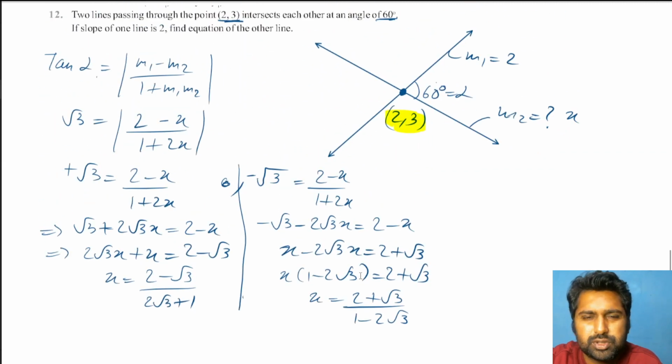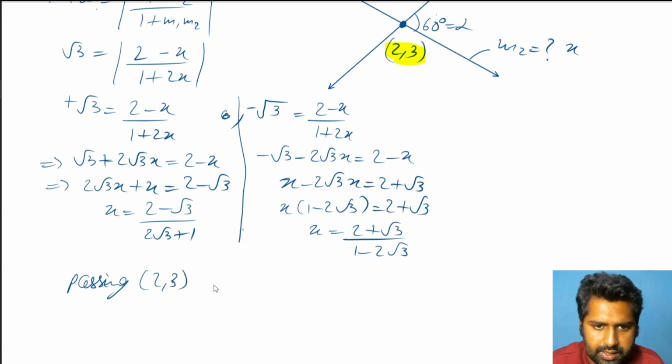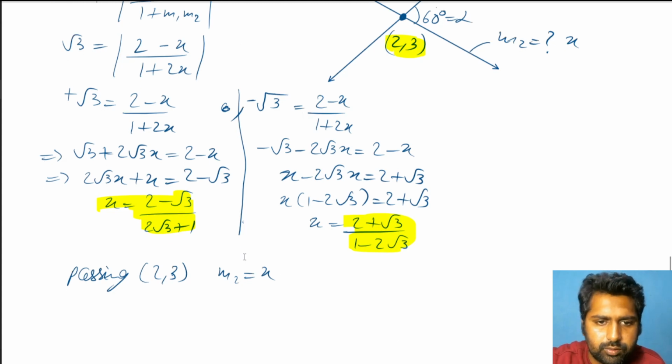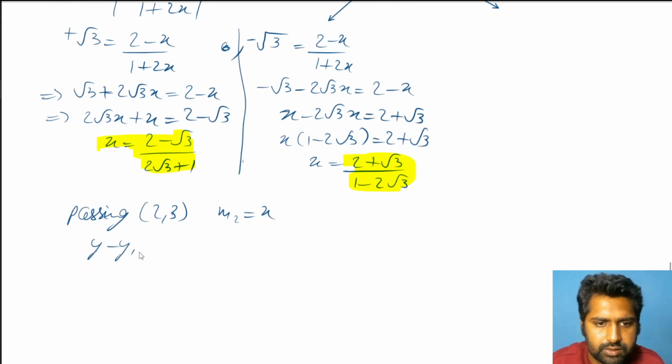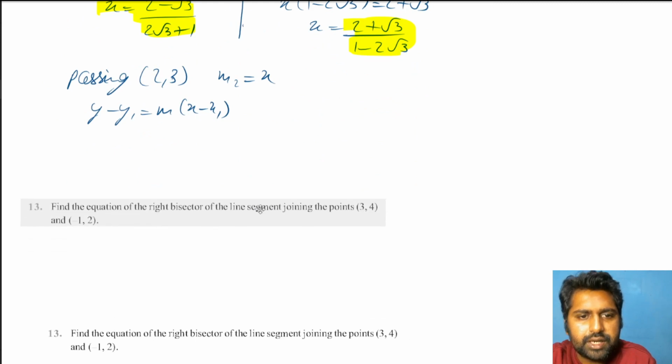This is sort of a subjective question, but I'm just saying that they can merge the idea. Instead of just asking for M2, they can ask you for the equation. So equation for, I'm just writing the key point here, passing from 2 comma 3 and M2 is equal to x that we have already calculated. This value and this value. So one time you will generate one equation for one value of x, then another value of x, y minus y1 equals m times x minus x1. It's a lengthy part, just keep on writing like that, that's it. So I'm not solving it any further, but I'm giving you the main idea here.